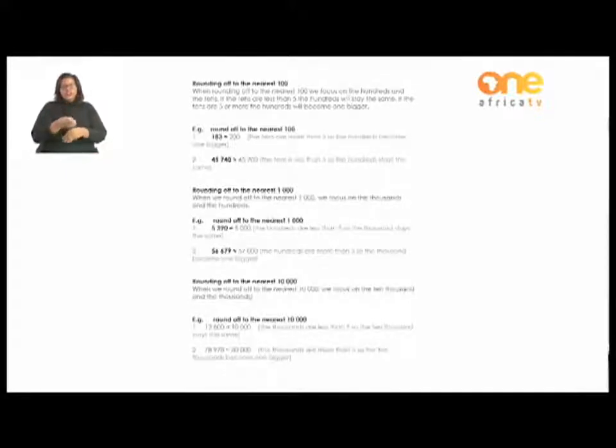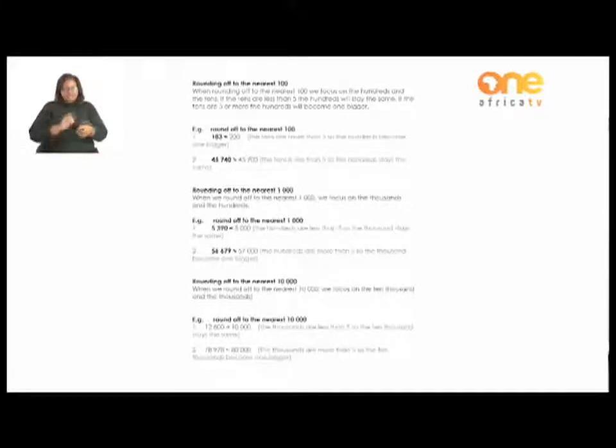Let's read. The thousands are less than 5, so the 10,000 stays the same. My 1,000 is a 2. Are we together, my friend? We see the 1,000 is a 2, and that cannot change the 10,000. The 10,000 stays the same, and 12,800 rounded off to the nearest 10,000 becomes 10,000.